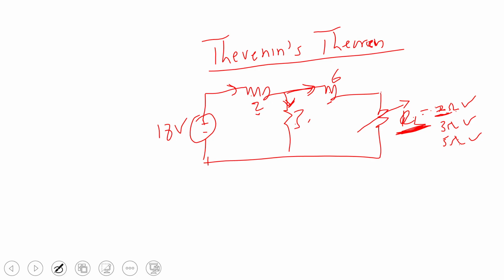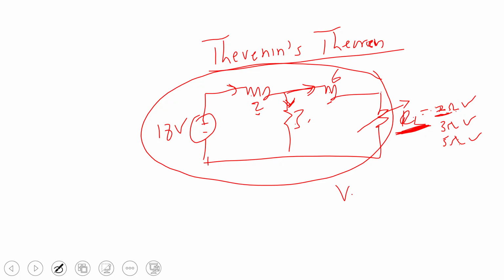So Thevenin proposed a nice theorem that, let's say if I want to study the behavior of this particular resistor, then I can represent this entire circuit as a voltage and a resistor. And that voltage, we call the Thevenin's voltage, and the resistance is called the Thevenin's resistance.